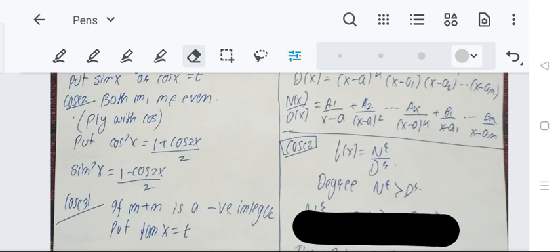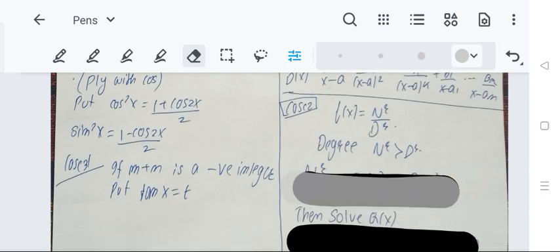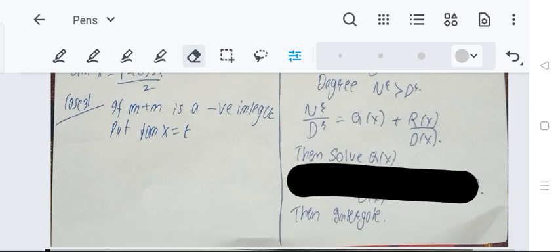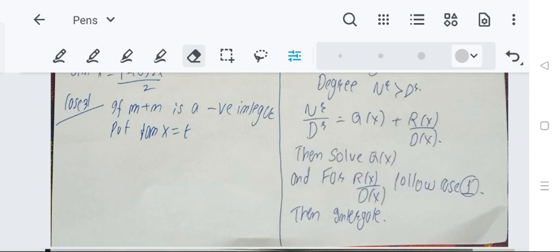Then case 2: if the degree of the numerator is greater than the degree of the denominator, then you have to simply divide first. That means you get a quotient plus remainder upon the denominator. Then you get some q(x) term plus some r(x) upon d(x) term. This q(x) can be easily integrated, it would be a one-line integration. And for r(x) upon d(x), that is remainder upon denominator, you follow the earlier case. So this is quite lengthy.